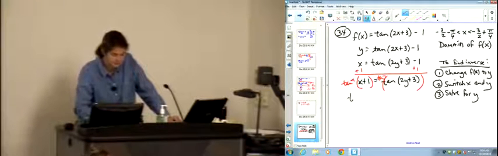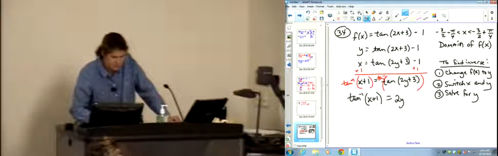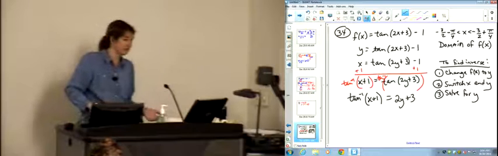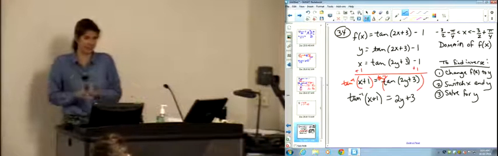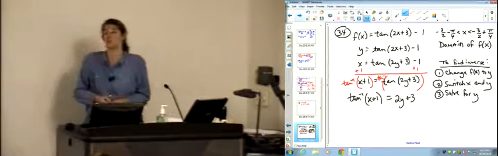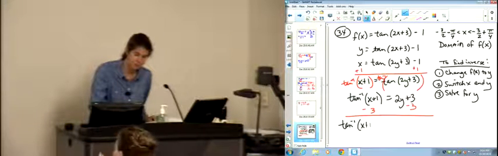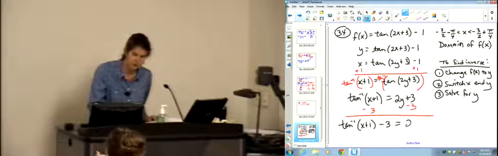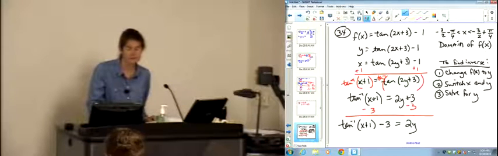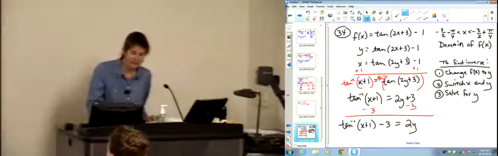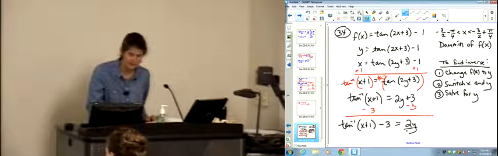So now that's going to give me the inverse tangent of x plus 1 equals 2y plus 3, because the function and its inverse undo each other. Essentially, that's what's happening. They undo each other and just leave us with that argument there. We want to get y by itself, so we've got to subtract 3. Now I have the inverse tangent of x plus 1, minus 3, is equal to 2y. And I'm going to have to divide everything by 2 to get y by itself, so I'll divide by 2.